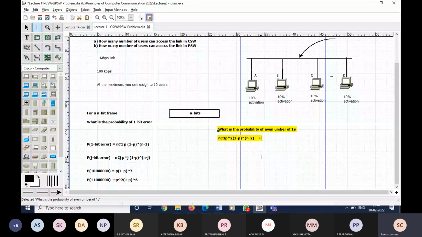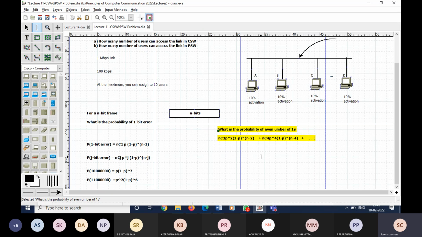This is one term. Next is 3, which is odd, so I go for 4. So n choose 4, then p raised to 4 into (1 minus p) raised to n minus 4. Again 5 is odd, then we go for 6 and so on. So you can put a dot here, for even numbers.